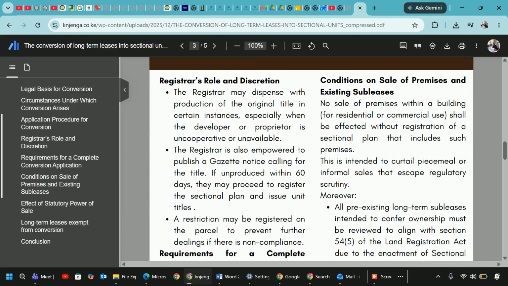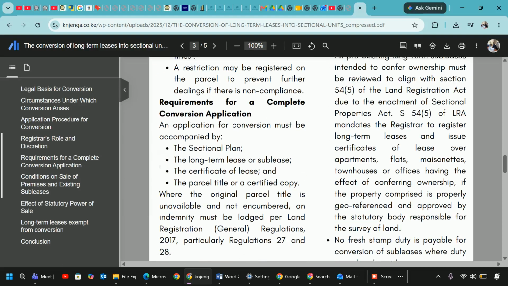Then it's also important to take note of the registrar's role and discretion. The registrar may dispense with production of the original title in certain instances, especially where the developer or proprietor is uncooperative or unavailable. In that situation, the registrar is also empowered to publish a gazette notice calling for the title. If the same is unproduced within 60 days, they may proceed to register the sectional plan and issue unit titles. A restriction may be registered on the parcel to prevent further dealings if there is non-compliance.